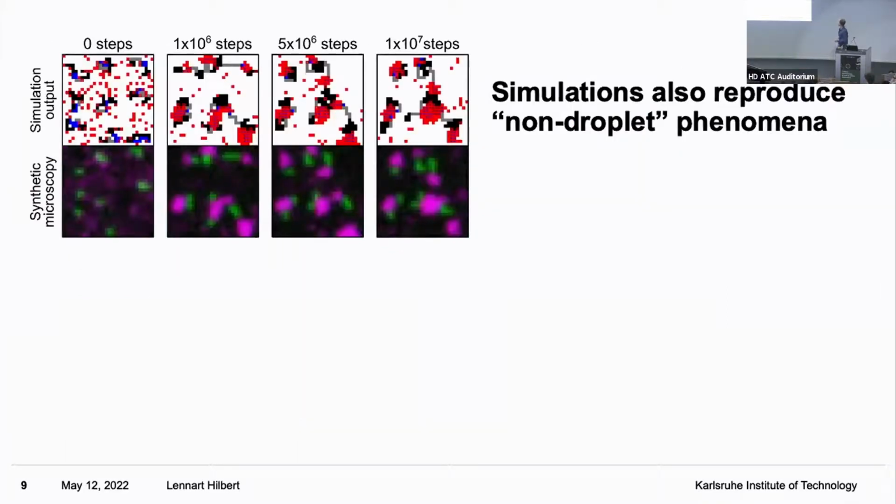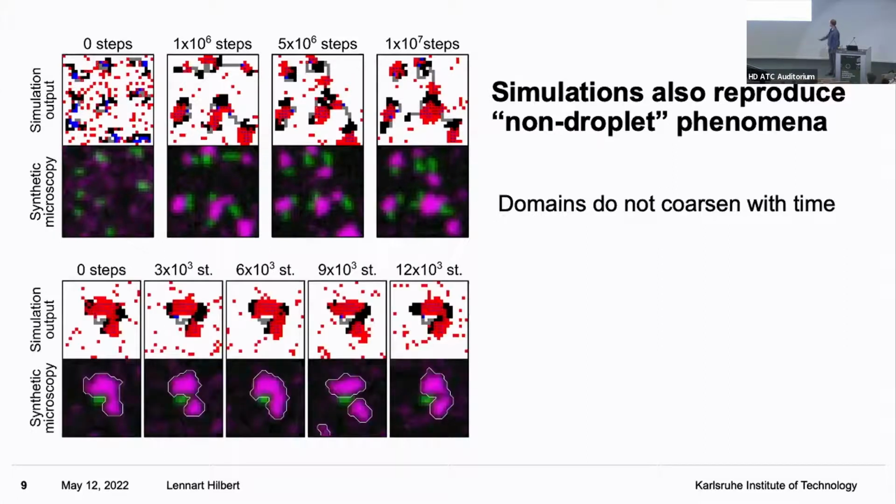All right, so the last thing I want to show is that we can also get back these sort of funny droplet behavior, non-droplet phenomena. So the first one is domains that do not coarsen with time. Yes, we get this from the simulation. So we get these clusters and then they do not coarsen much. Also, we get these split-fusion cycles. So the model also recreates this. It recreates basically everything else that I've shown and more, but I will not show all this.